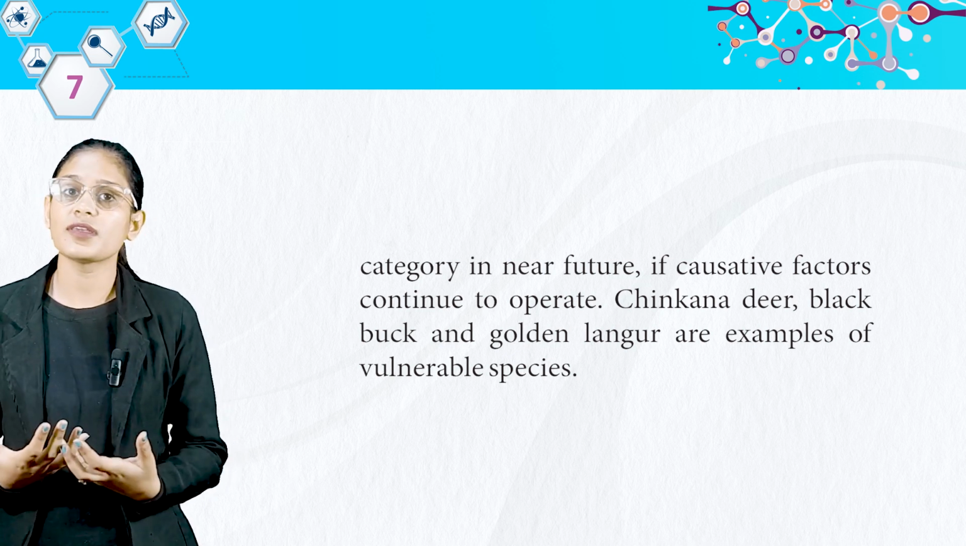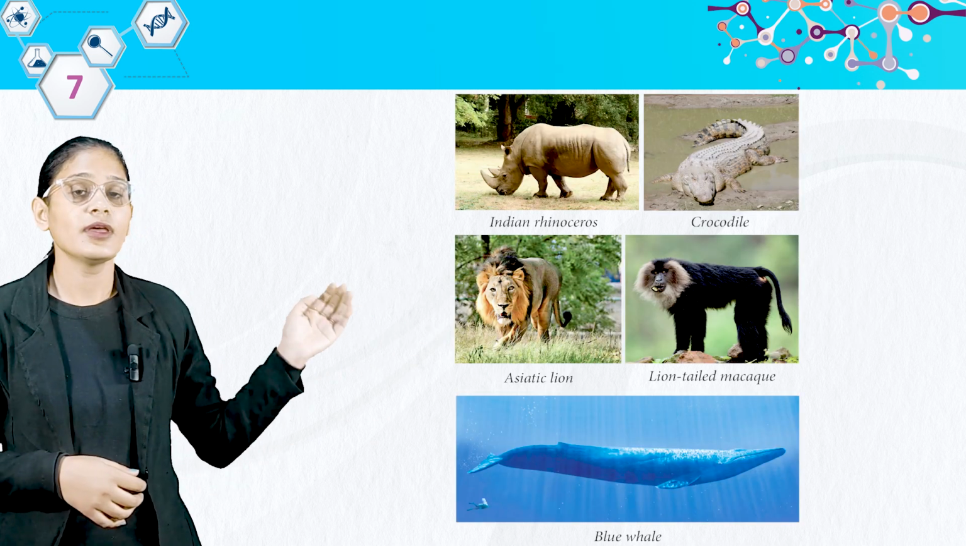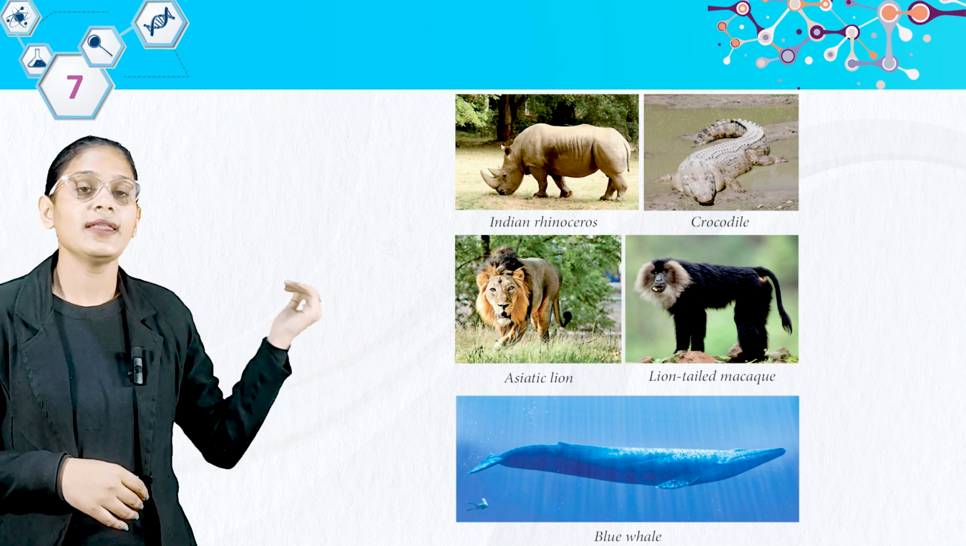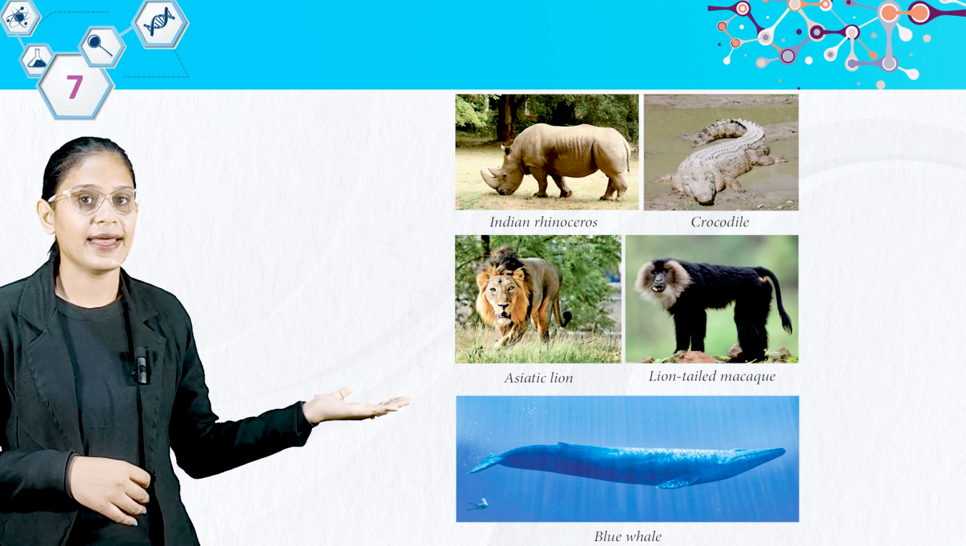So students, these are the species that in future will go to the endangered category. Now we have some pictures. Look at the pictures: Indian rhinoceros, crocodile, Asiatic lion, lion-tailed macaque and then blue whale.